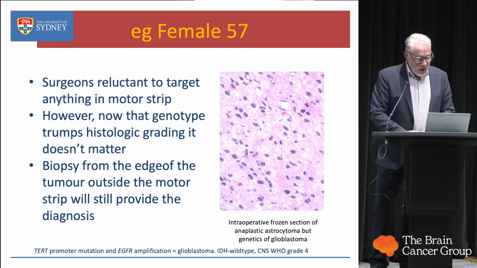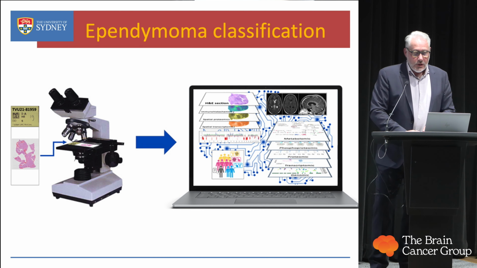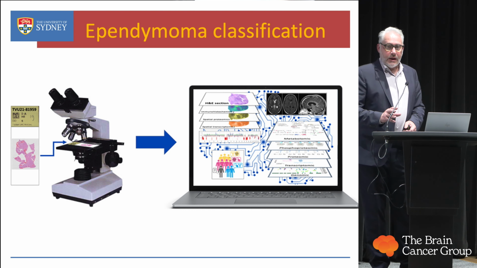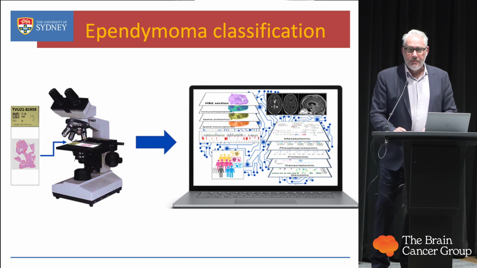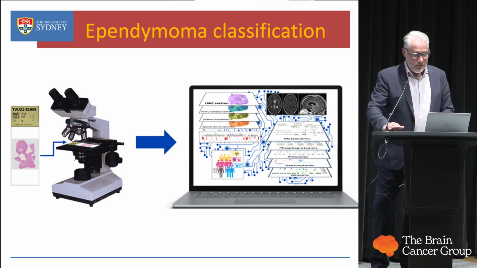I'm just going to use one more example of the new classification of a certain type of brain tumours called ependymomas. They're not that common, but certainly when I was a younger man, there were 3 types of ependymomas, and everyone knew what they were. But now, unfortunately, there's 9 types based on the molecular classification.